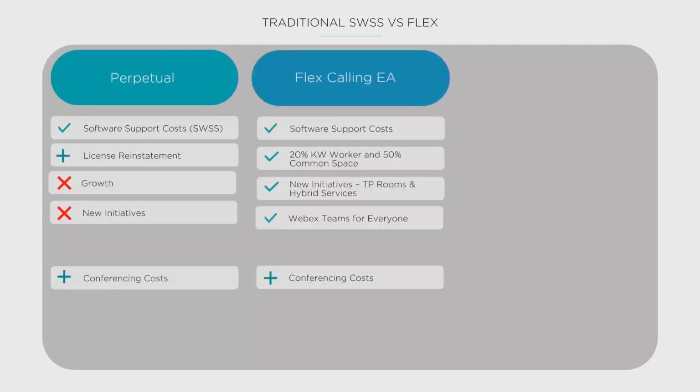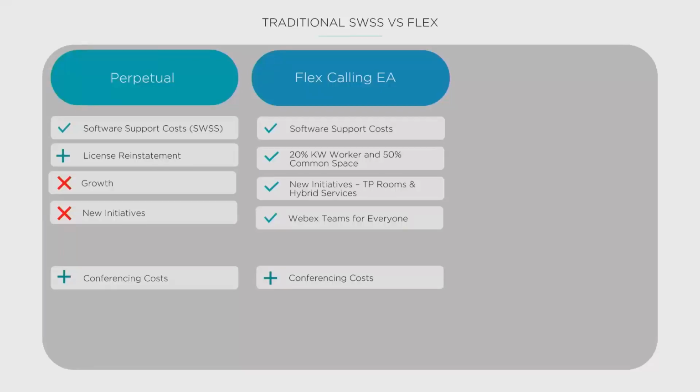Whereas with a Flex EA, what you get is obviously a Smartnet support contract. There's no different licenses. You don't buy perpetual licenses and then a Smartnet. You also get 20% growth, and in addition to that, you get 50% common space device licenses included as well. And in addition, TP rooms are also included as part of an enterprise agreement. And I think the main key thing I'll point out is the Webex Teams, where everyone is included.